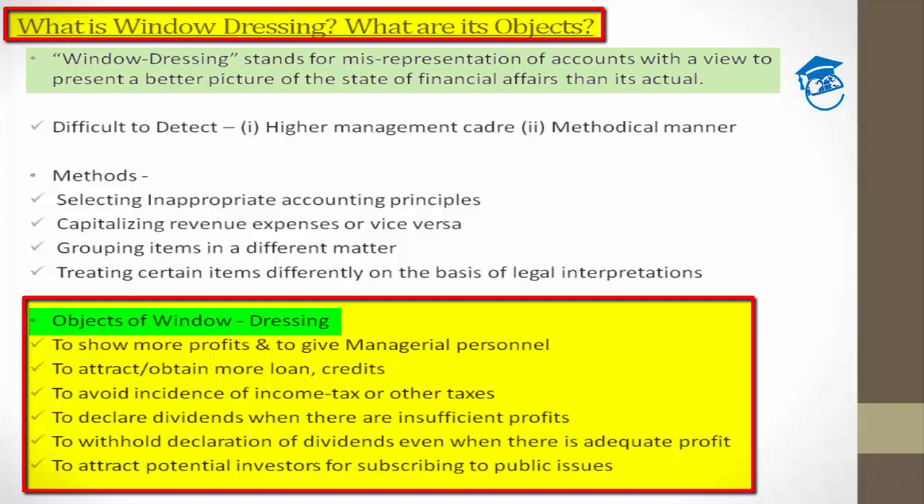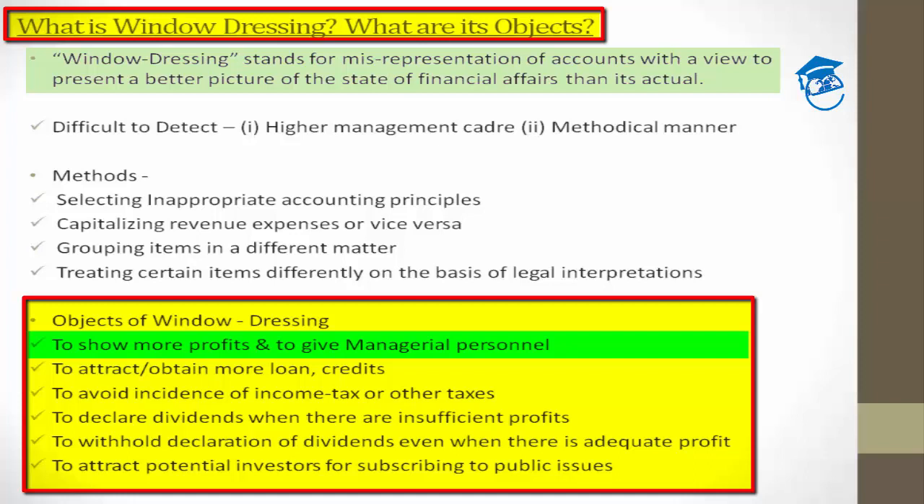Number one, to show more profits and to give management personnel more remuneration, where remuneration is linked with profit. Obviously, if you have been hired and your remuneration is being directly linked with the company's profit, then again, you as an individual definitely want the company's profit to grow. Even if it's not actually growing, you'll still work extremely hard to camouflage in such a way that you show more profits, so that your remuneration gets increased.